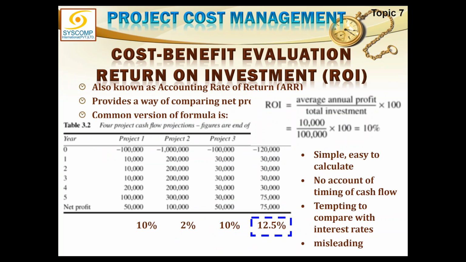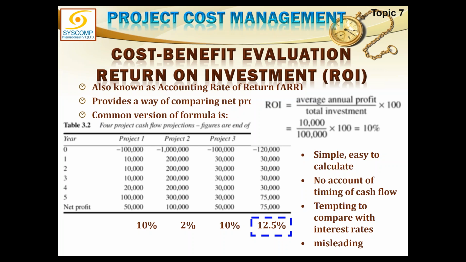Then we come over to the ROI, return on investment. This is also called accounting rate of return. Do not compare this with a bank rate or anything. No, it is not the interest rate. It has absolutely nothing to do with the interest rate. What is ARR or ROI?